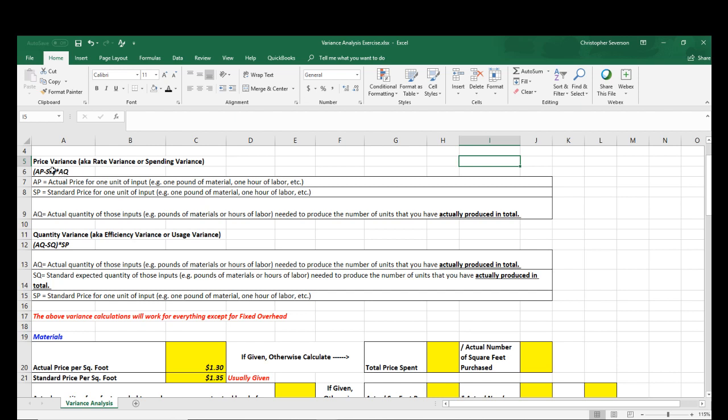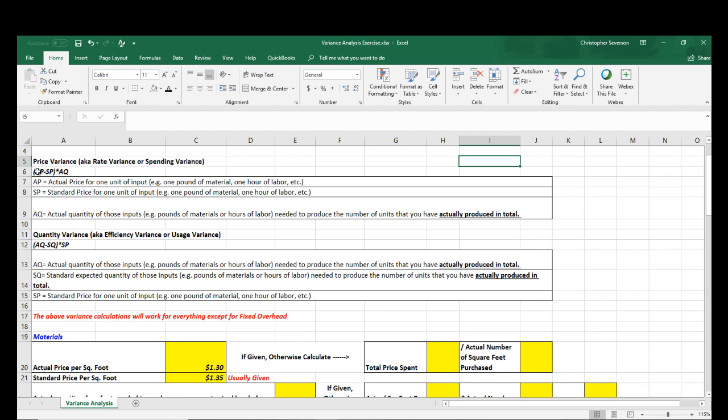But first of all, let's look at the actual formula. The price variance is going to be the difference between the two prices, actual price and standard price, for 1 unit of input. 1 pound of material, 1 hour of labor. It's not the difference in the price we've paid for everything altogether. It's the difference in the price for 1 pound or 1 hour or 1 square foot, as in this case. Just one of those units, regardless of how many pounds or square feet a full unit of product takes. We're looking at the price for 1 square foot of materials.